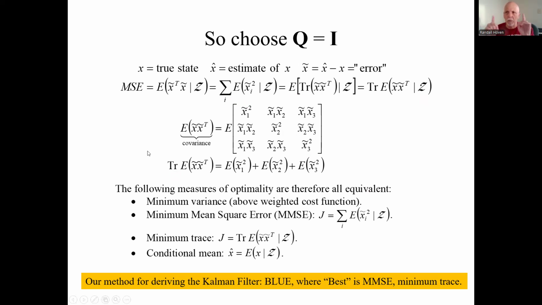So when we get to the Kalman filter, we're going to be using this as kind of the underlying theory. The Kalman filter is going to use a BLUE method, best linear unbiased estimate. It will minimize mean square error, but we're actually going to compute it or derive it by minimizing the trace of this covariance matrix. That's just a look ahead of what's coming up in module 7.